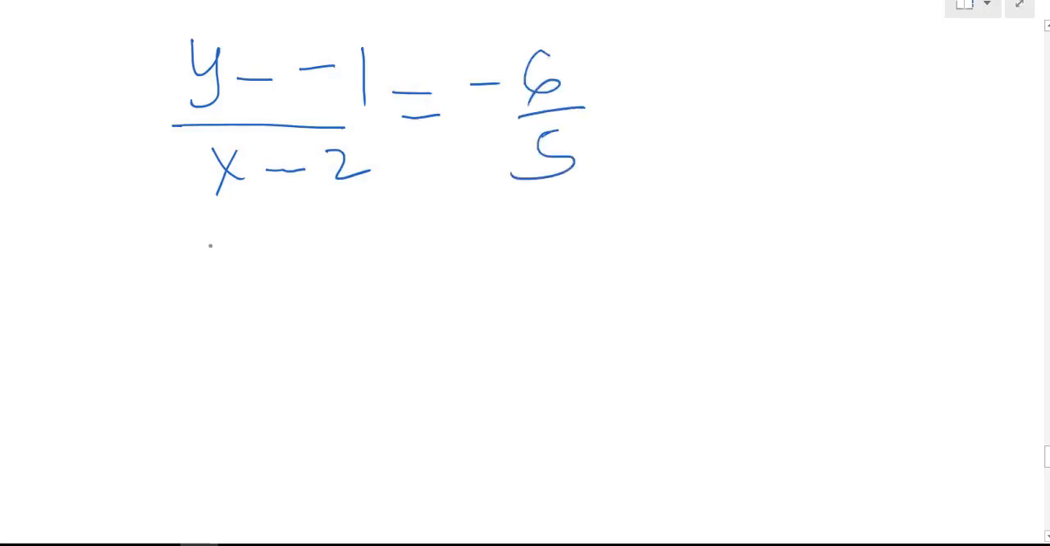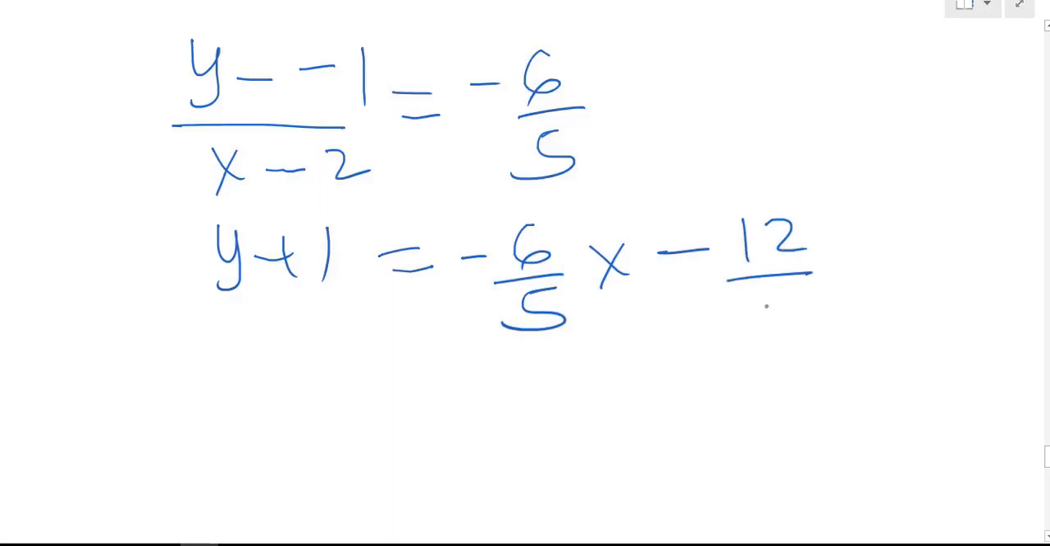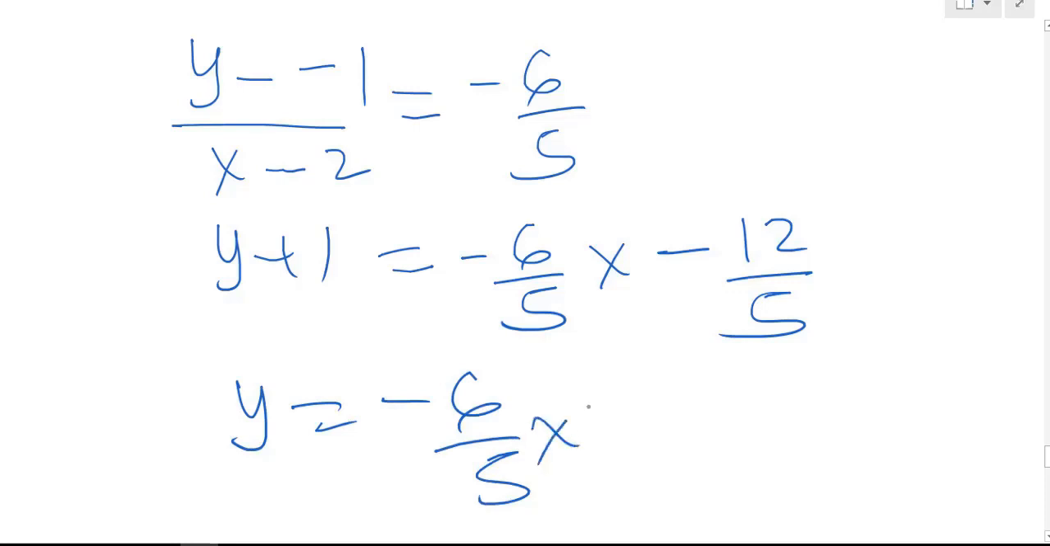We write the equation in the general form, and we have y plus 1 is equal to minus 6 over 5 x minus 12 over 5, which means that y is equal to minus 6 over 5 x minus 17 over 5.